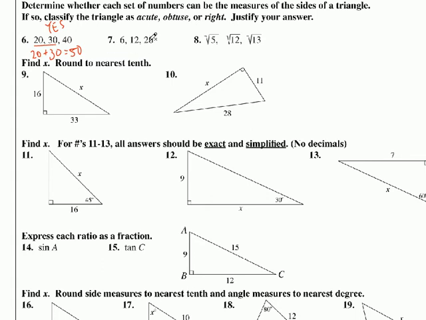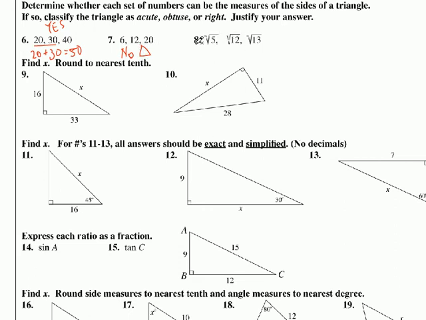What about this one? Is that a triangle? We'll take the two smaller ones. 6 plus 12 is what? 18. Is 18 bigger than 20? No. So this isn't even a triangle. So right off the bat, what can I say? I can say that it's no triangle. So if it's no triangle, I'm not going to say it's acute, obtuse, or right, because it's not even a triangle to begin with. Okay? Does it make sense? All right, so determine that first.